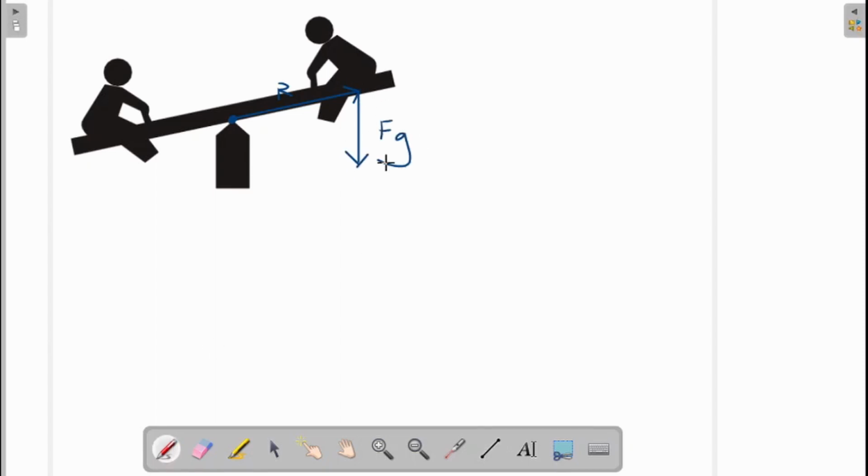If I take my pointer finger and put it along the R, the radius, and then I put my middle finger down along the force of gravity and align it up, I'll notice that my thumb is pointing into the screen. Give it a try right now. Do it yourself. See how that thumb points in. This is going to be a negative torque.